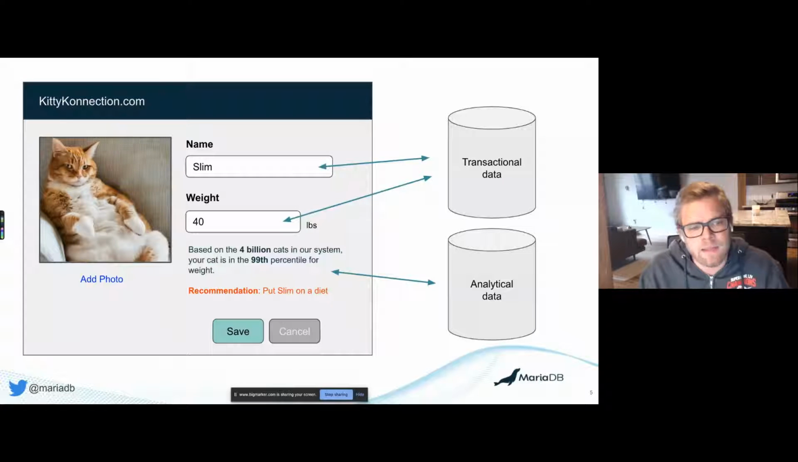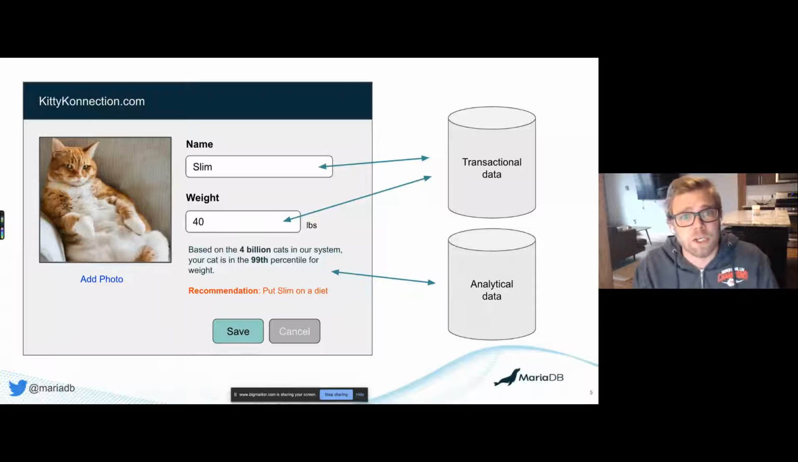We've seen that we can take all that historical or analytical information and really use that of value to maybe something like Kitty Connection, where we can start to incorporate things like machine learning or artificial intelligence on massive amounts of data that it's learned about over the course of maybe years or tens of years, and be able to provide feedback. So for instance, based on maybe the 4 billion entries that we have within Kitty Connection, we can see that your cat is in the 99th percentile for weight.